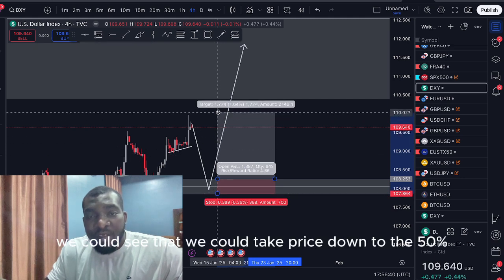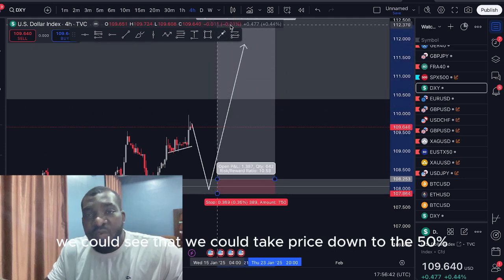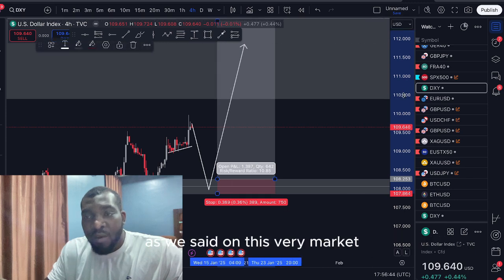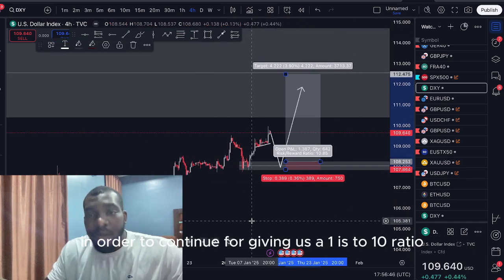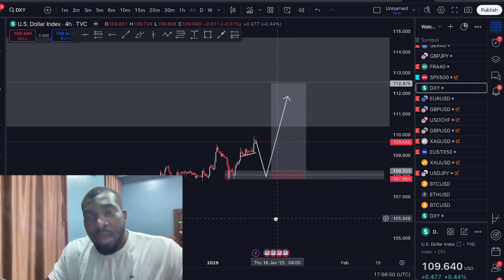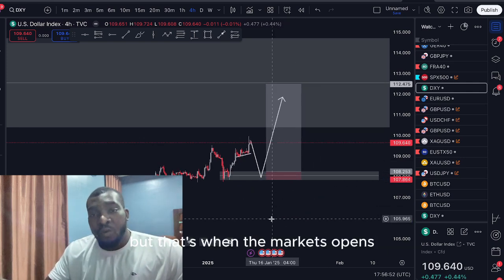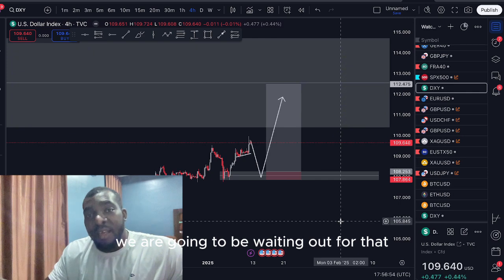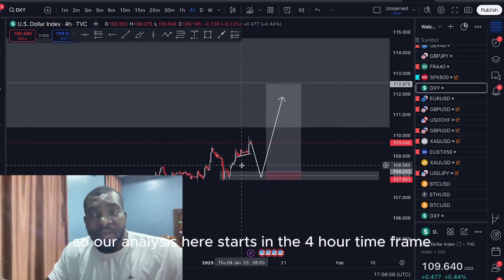And then we have this, and we could see that we could take price down to the 50% as we said on this very market in order to continue, giving us a 1:10 ratio. But that's when the market opens. We are going to be waiting out for that. So our analysis here stops in the 4 hour time frame.